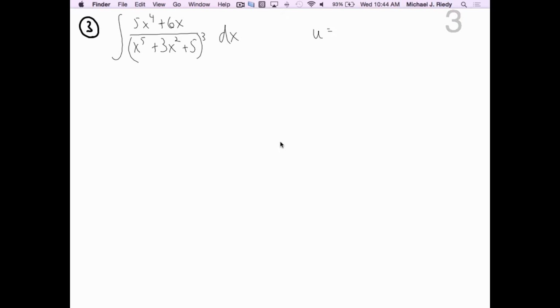Shall we review your options for u? You could choose x. That would be dumb. You could choose 5x to the 4th plus 6x. You could choose x to the 5th plus 3x squared plus 5. You could choose x to the 5th plus 3x squared plus 5 all raised to the 3rd power. Or you could take the whole shebang, which would be 5x to the 4th plus 6x all over that business. That would also be dumb. I would not go with options 1, 2, or the last one. So one of the other possibilities. You want to go with the whole bottom or just the inside part inside the parentheses? Just the stuff inside the parentheses, based off of Olivia's earlier comment.